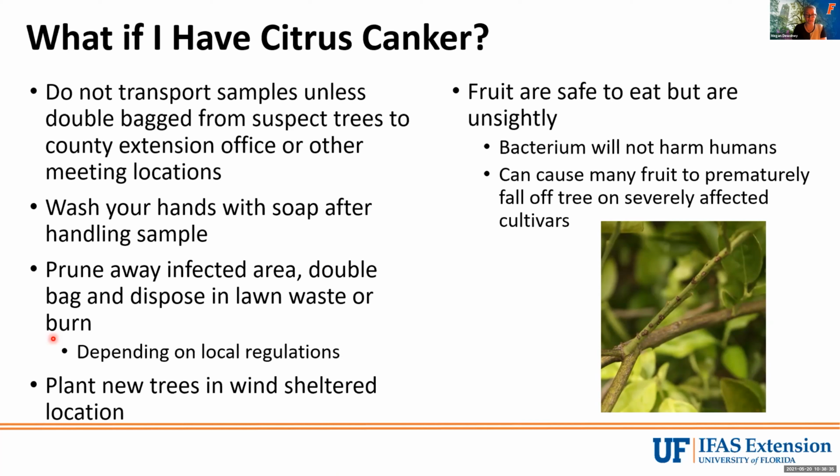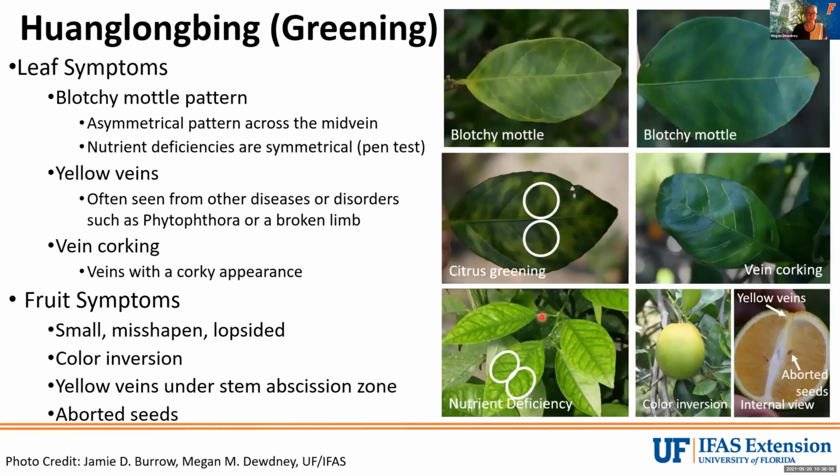If you've got a new tree that you can change locations as to where you're going to plant, try and find a wind sheltered location, like a spot where you've got two fences meeting perhaps. The fruit are safe to eat, but they're pretty unsightly. That bacteria will not harm humans, and they can, as I said, cause the fruit to fall off, and so that's a problem.